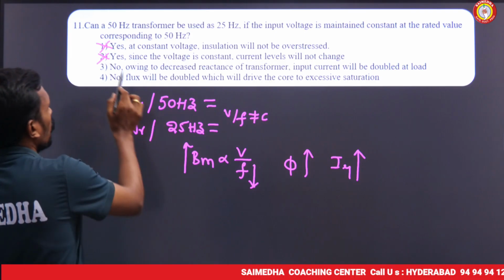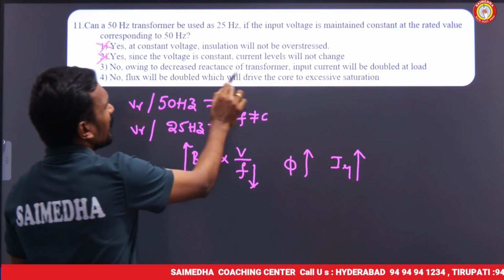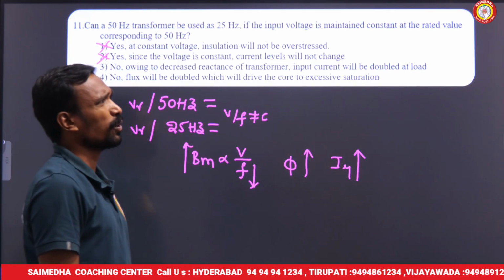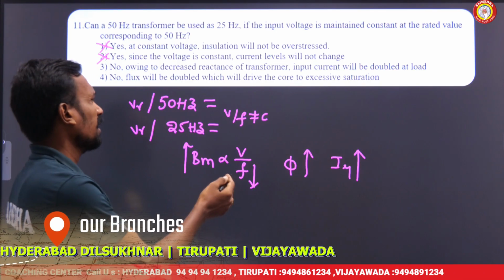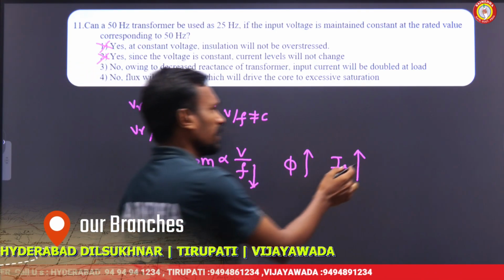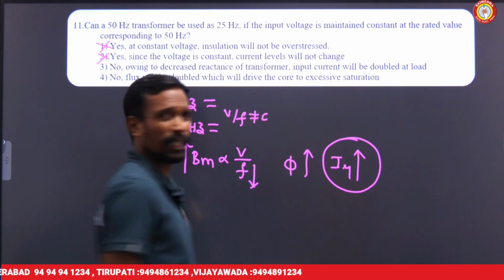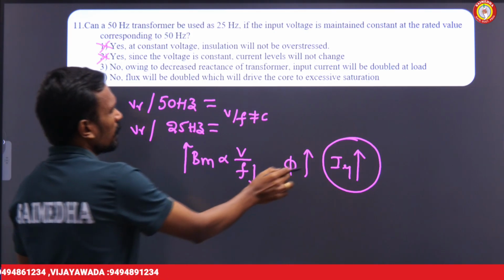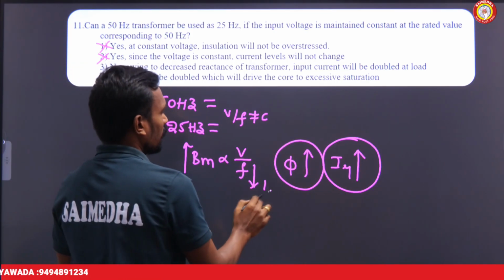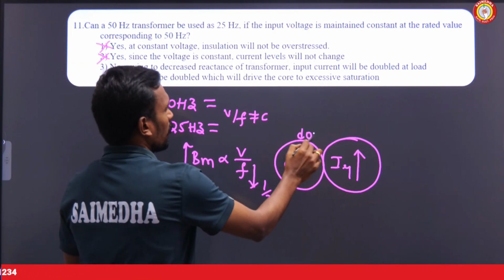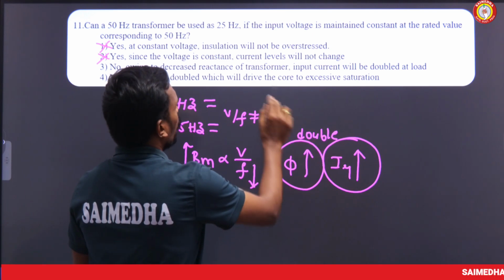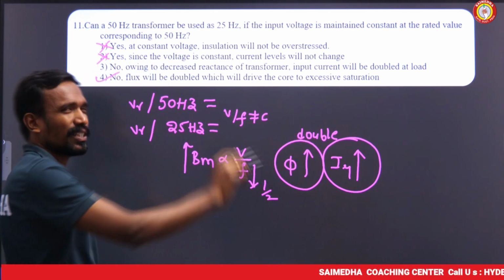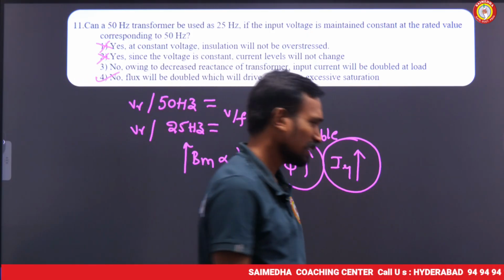Owing to decreased reactance of the transformer, input current will be doubled at load. Generally, it may not have that much impact on that. Generally, the I mu and no load currents will be impacted more. The flux will be doubled. When the frequency is halved, the flux will be doubled, which drives the core to excessive saturation. The core gets into saturation. This is your answer. Right?